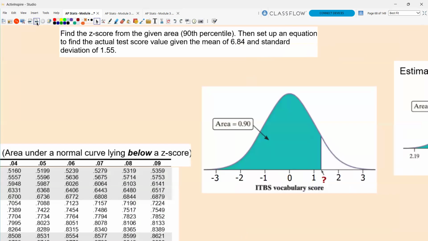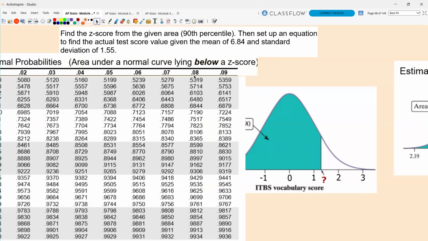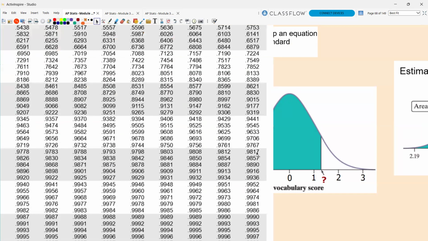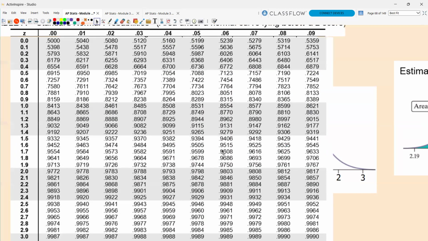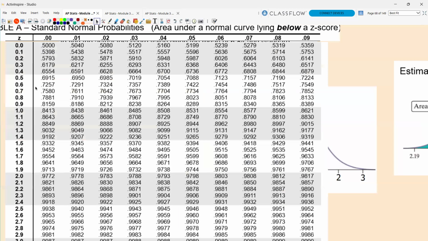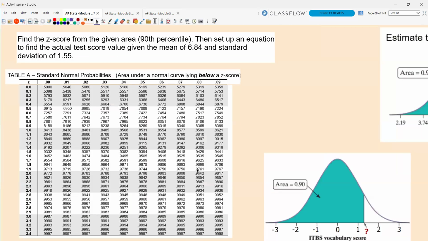And finally, if I want to know a specific value given the area, we'll have to work backwards. What we'll do in this case is look in here and find the percentile, and then go out and find your z-score from there. So on the table, let's try to find the 90th percentile, or the number that's as close to 0.90 as possible.